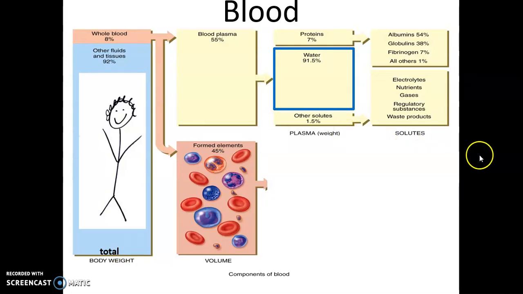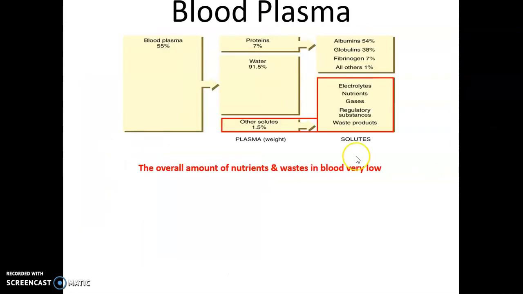When you look at blood plasma, you see that primarily it's water. Over 90% of blood plasma is water, but it also has proteins and other things dissolved in the blood plasma. So when we look at the other solutes, the other things dissolved in the blood plasma, we see that it's only 1.5% of the blood plasma. So that is a pretty tiny amount.